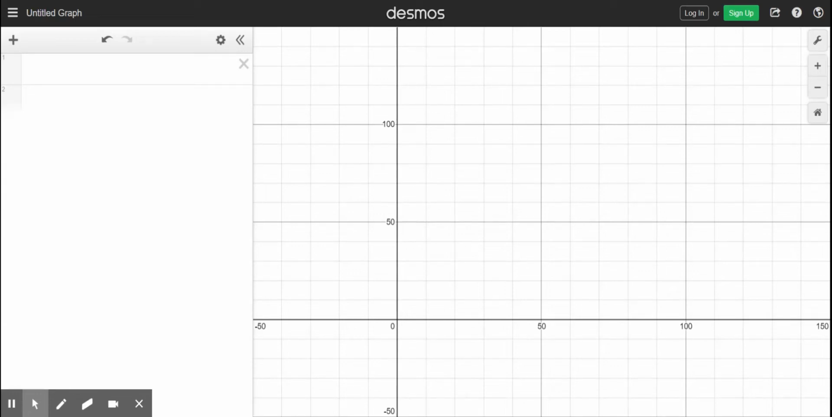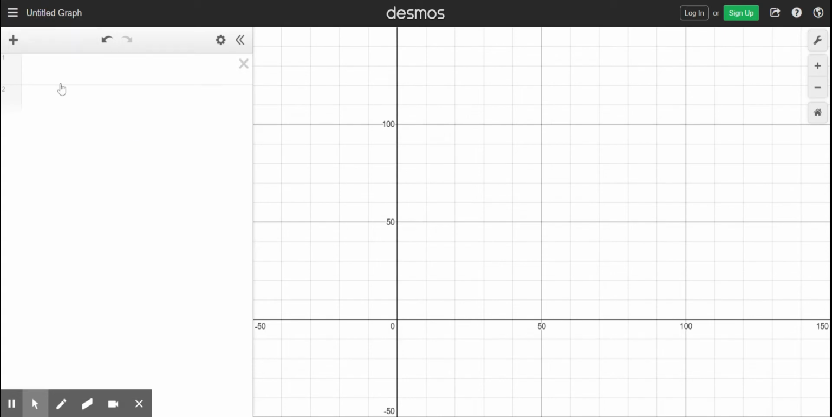Howdy, you guys. This tutorial is going to walk you through creating a scatter plot in Desmos. So you have a table, you want to create a scatter plot in Desmos, and then I'm going to show you how to run a linear regression based on that table.